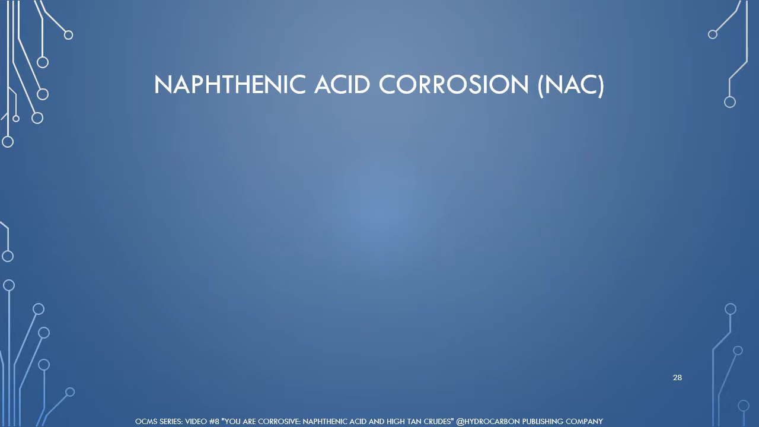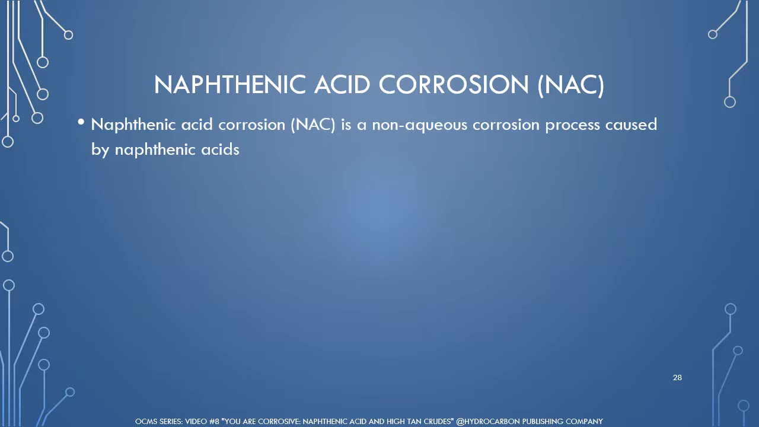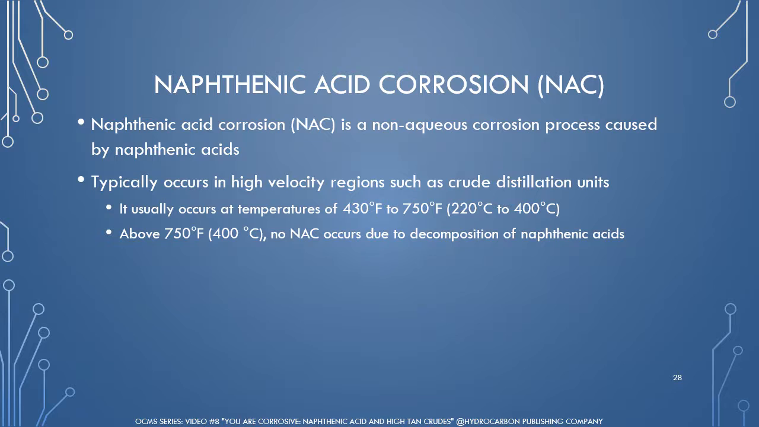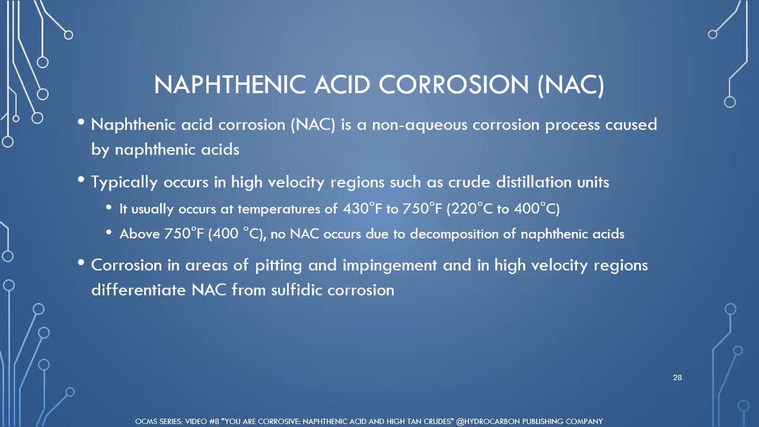Naphthenic acid corrosion, or NAC, is a non-aqueous corrosion process caused by naphthenic acids. The most common regions of NAC are high-velocity regions, such as distillation units. NAC usually occurs in temperatures of 430 to 750 degrees Fahrenheit, or 220 to 400 degrees Celsius. At temperatures above 750 degrees Fahrenheit, NAC does not occur due to the decomposition of naphthenic acids. NAC is differentiated from sulfidic corrosion because it occurs in areas of pitting and impingement and in high-velocity regions.